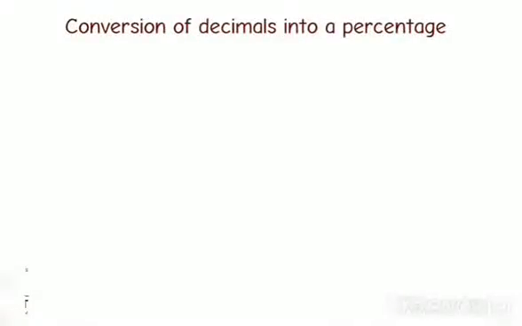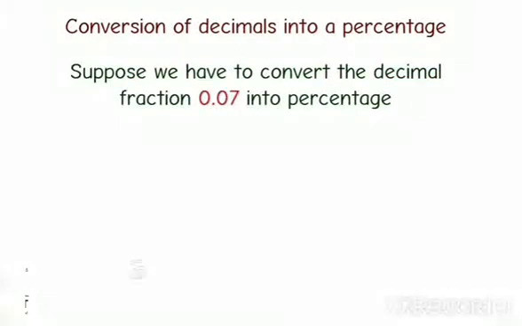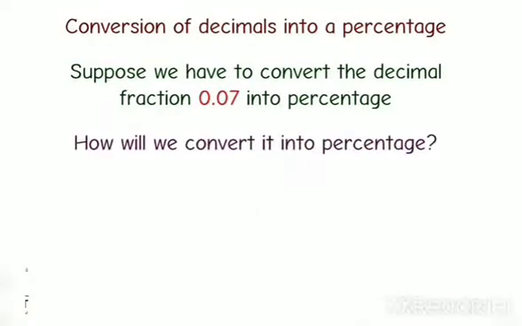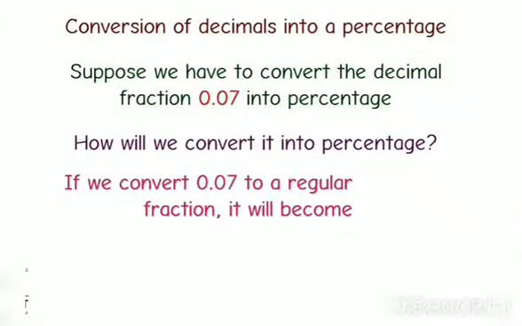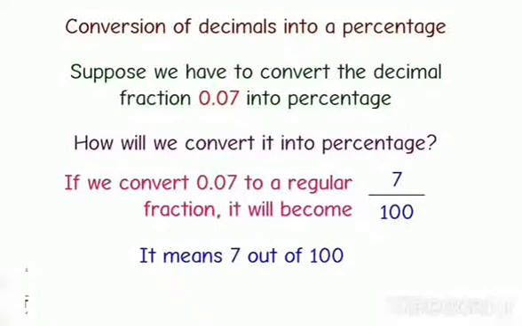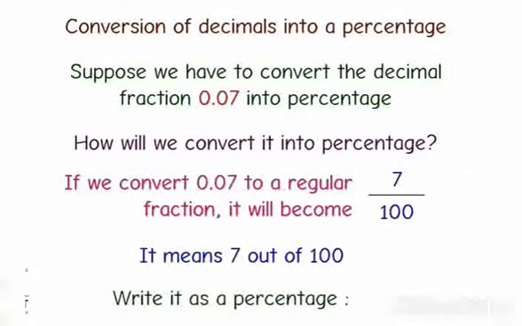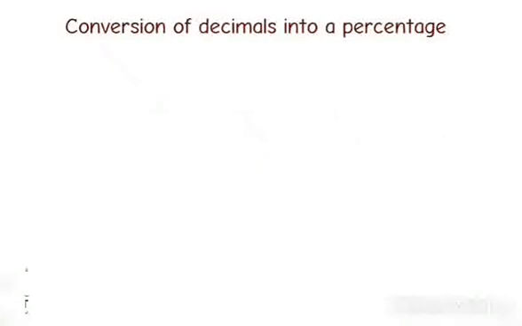Conversion of decimal into a percentage. Suppose we have to convert the decimal fraction 0.07 into percentage. How will you convert it into percentage? If we convert 0.07 to a regular fraction, it will give 7 upon 100. It means 7 out of 100. And in percentage, we write it as 7%.